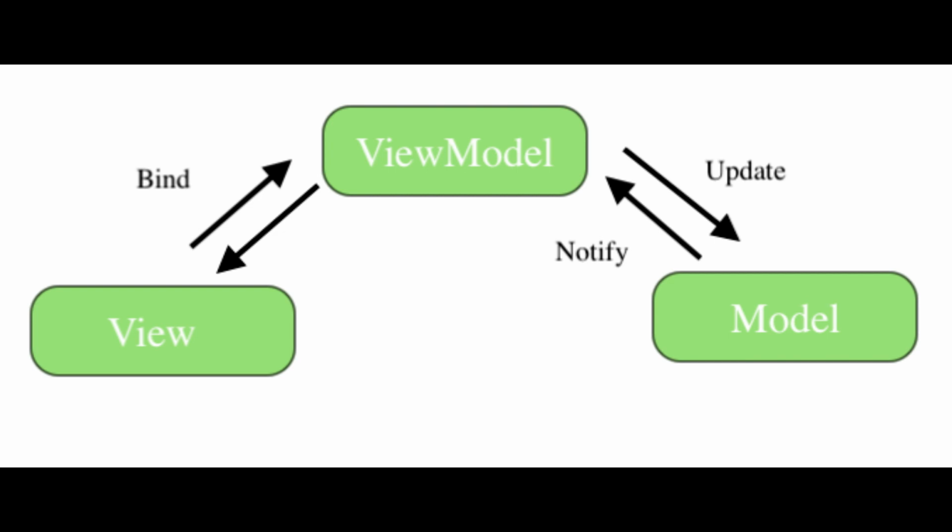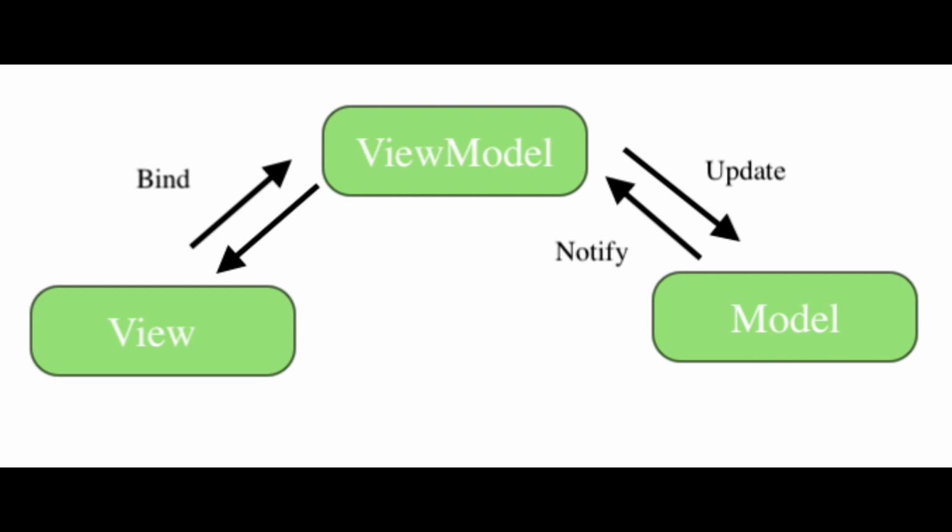The view model is a layer that sits between the model and the view. It is responsible for exposing the data from the model to the view, as well as handling any user interactions with the view. One of the main benefits of the MVVM pattern is that it allows for a clear separation of concerns between the different components of the application. This makes it easier to test and maintain the code over time.